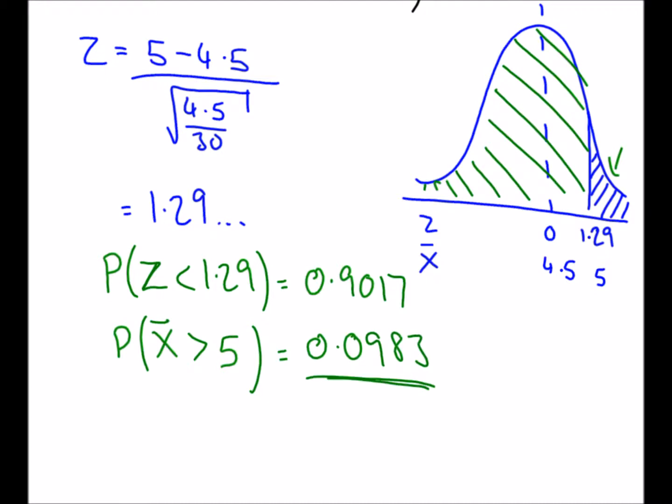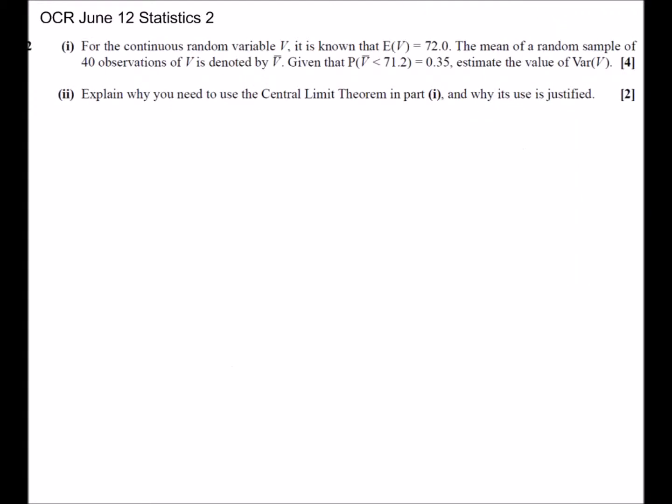Let's finish off by having a look at an exam question. Here we've got the question from the June 12 Statistics 2 paper, question 2. For the continuous random variable v, it is known that the mean is 72. The mean of a random sample of 40 observations of v is denoted by v bar. Given that the probability of v bar being less than 71.2 is equal to 0.35, estimate the value of the variance.